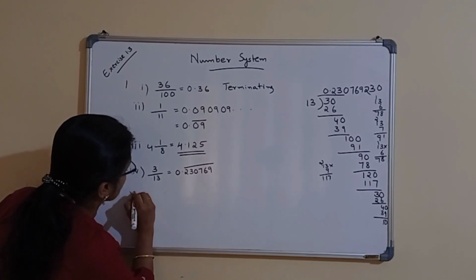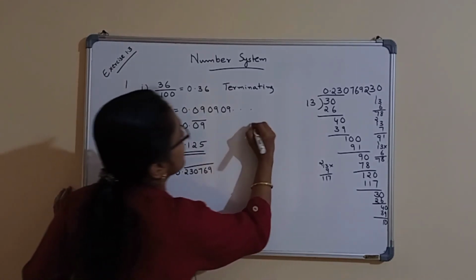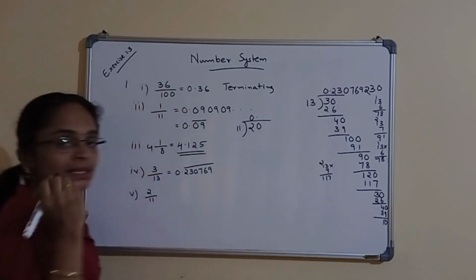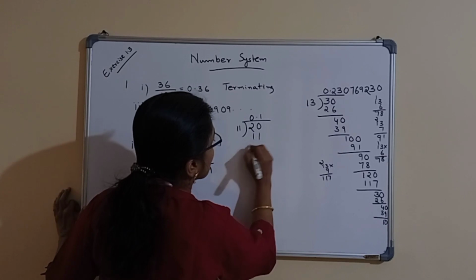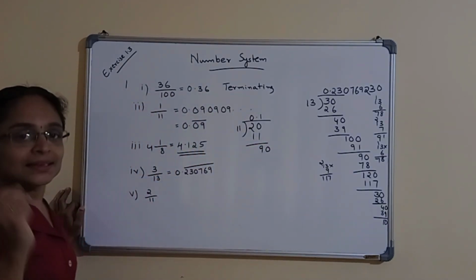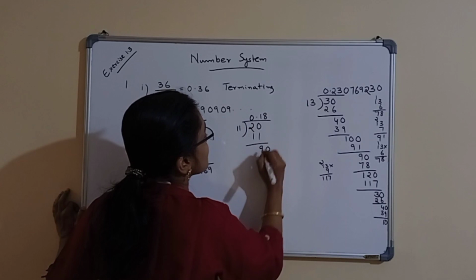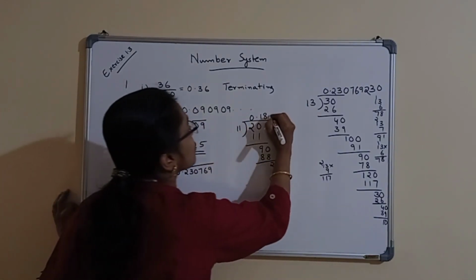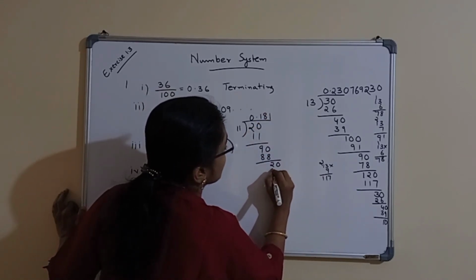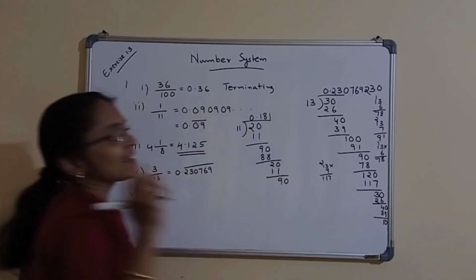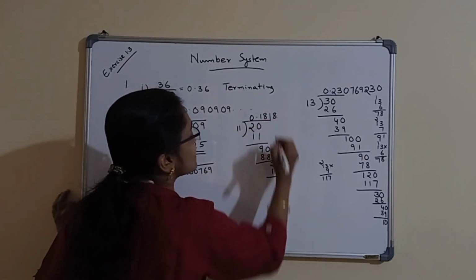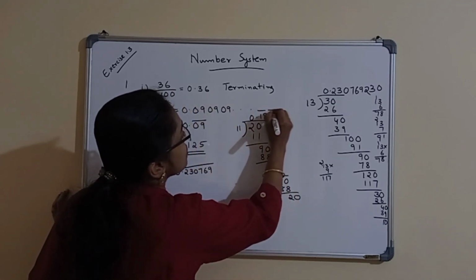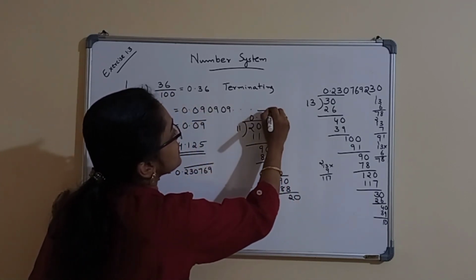Now 2 by 11. We can do long division and 0 point. In 20, 11 will go 1 time and 9 is the remainder. In 90, 11 will go 8 times, 2 is the remainder. In 20, 11 will go 1 time, then 9 is the remainder. In 90, 11 will go 8 times, then 2 is the remainder, and it will repeat. So this 18 will repeat again and again.